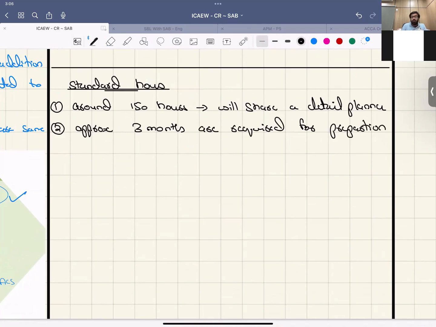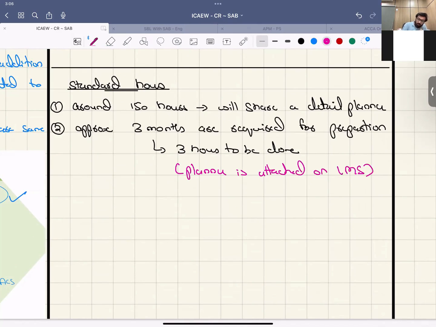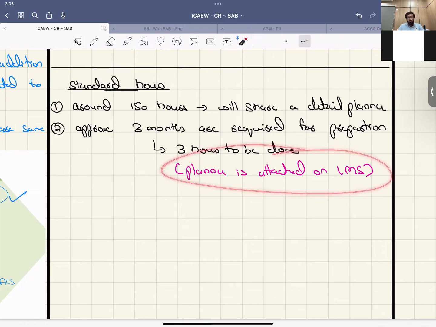3 months are required for preparation of this course, in which at least 3 hours daily should be done, right? Really, 3 hours. And yes, I'll be sharing a planner on how to do it. The planner is attached on the LMS, the learning management system. When you enroll, you'll get the planner on how to do it, right? So approximately 3 months.